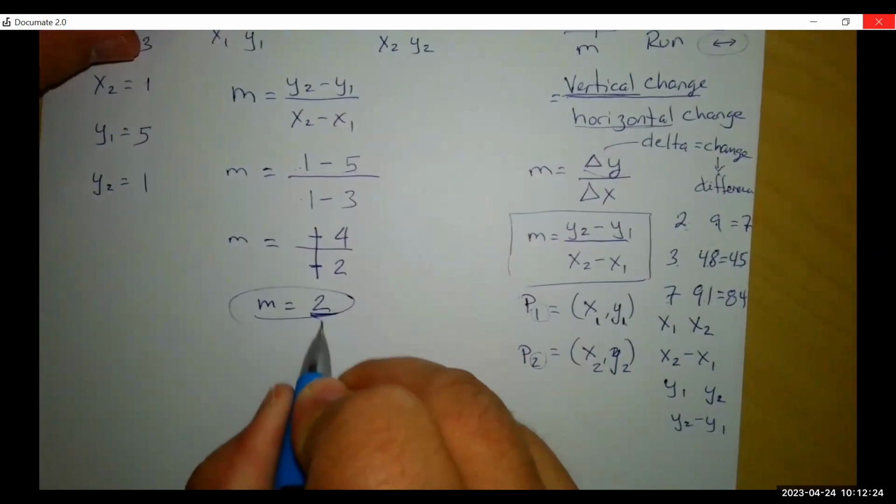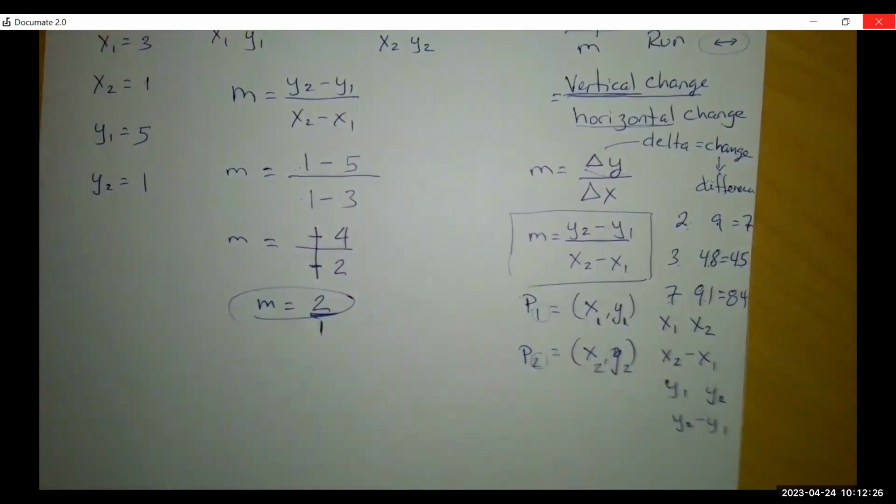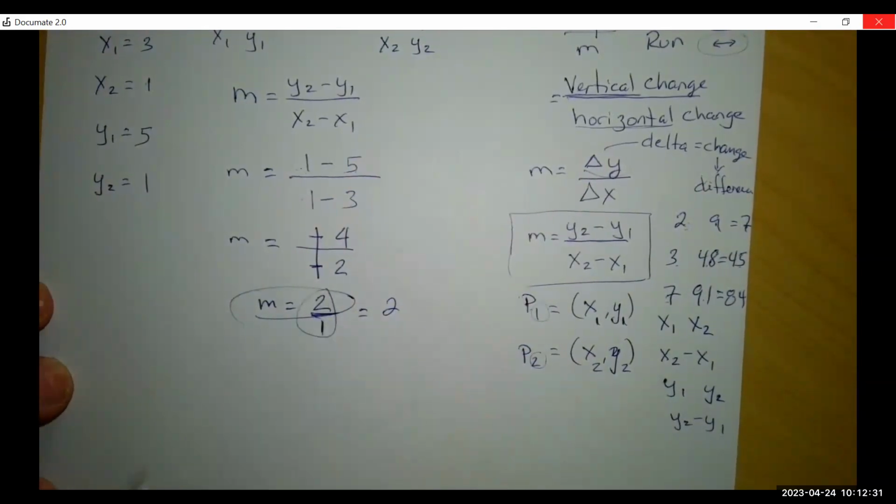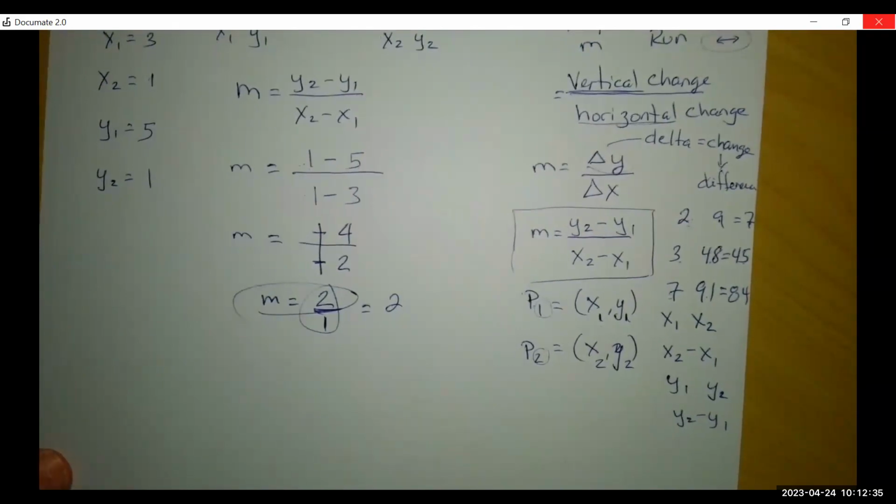Actually, it's 2 over 1. I'll show you what that means. You can say it's 2, but you have to know it's 2 over 1. Let's see what this means. In other words, whenever you have slopes, don't put them in decimals. Leave them as fractions. I'll show you why.